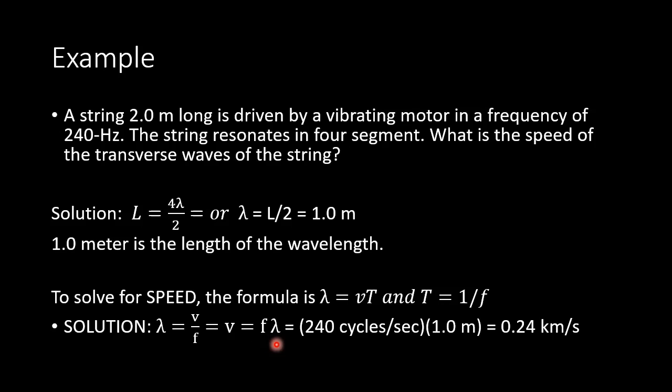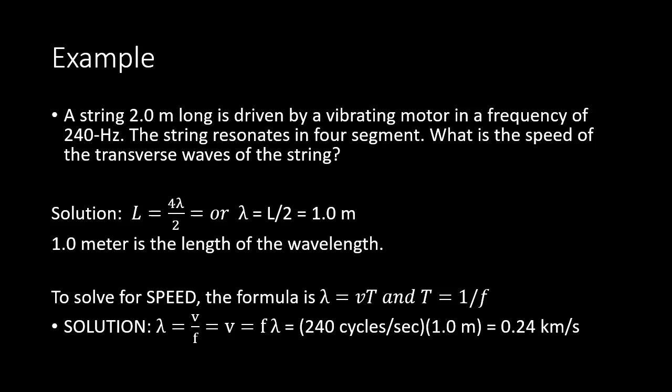And to solve for v, since we have the frequency, that is 240 cycles per second or 240 hertz multiplied by the lambda, which is only 1 meter. And therefore, our speed of the string is equal to 0.24 kilometers per second. So basically, this is now converted into kilometers per second.